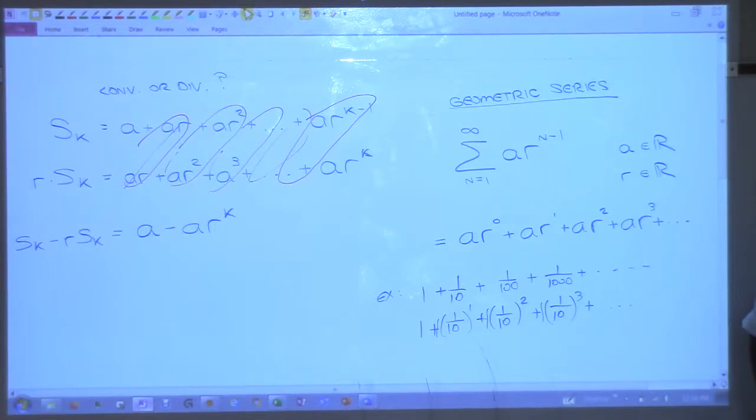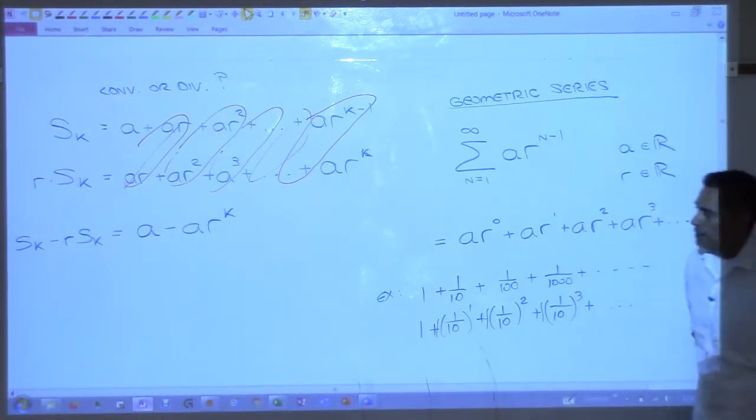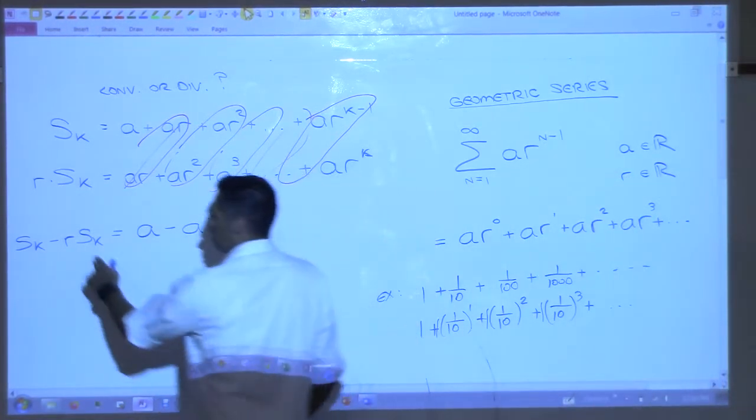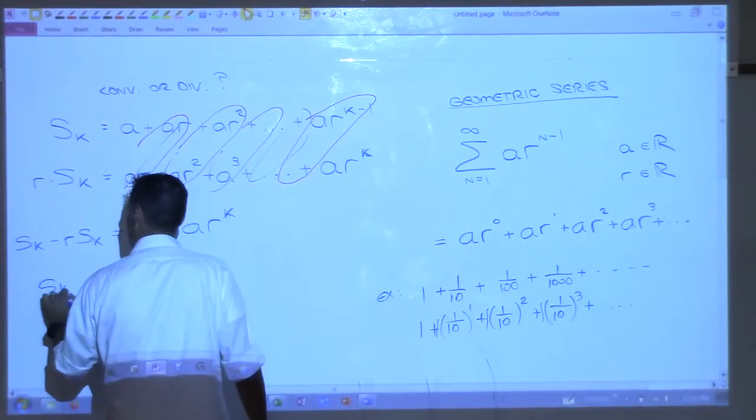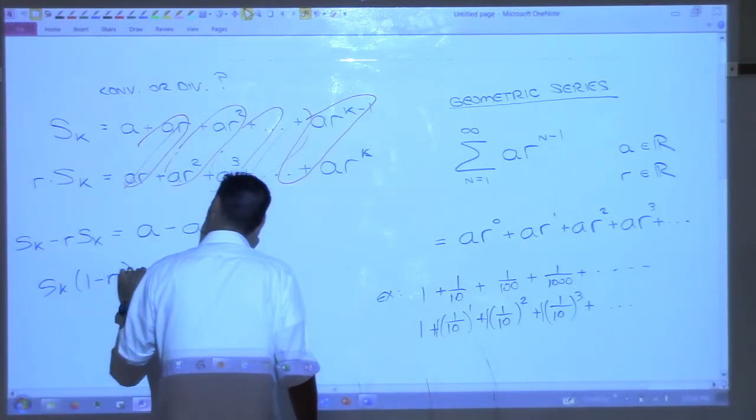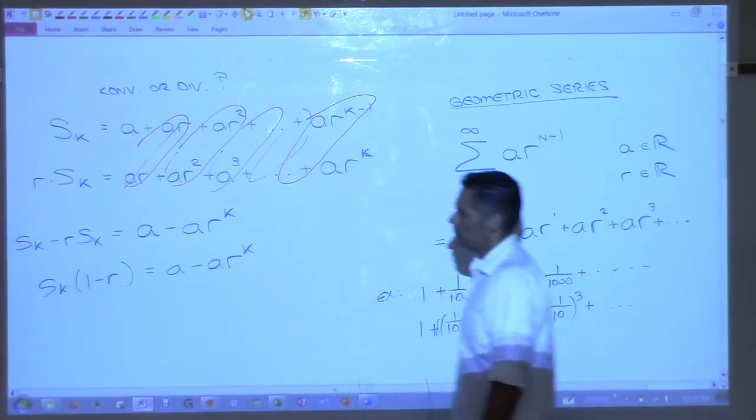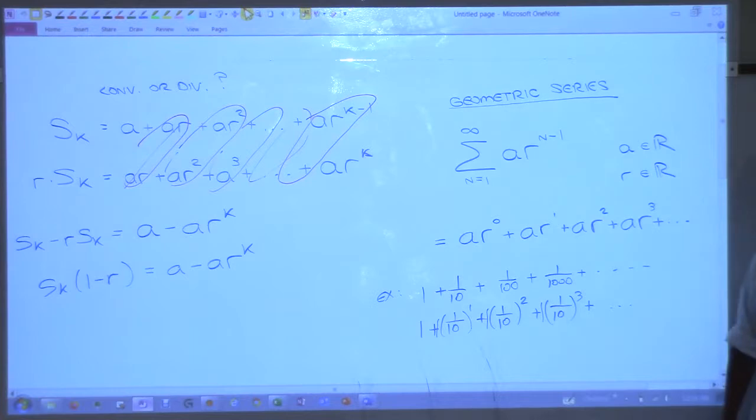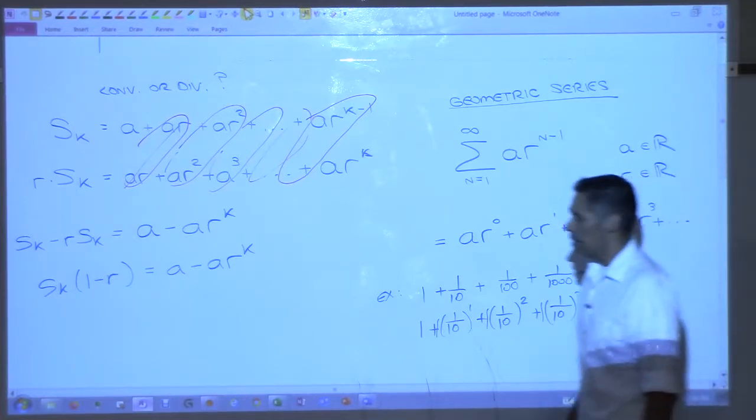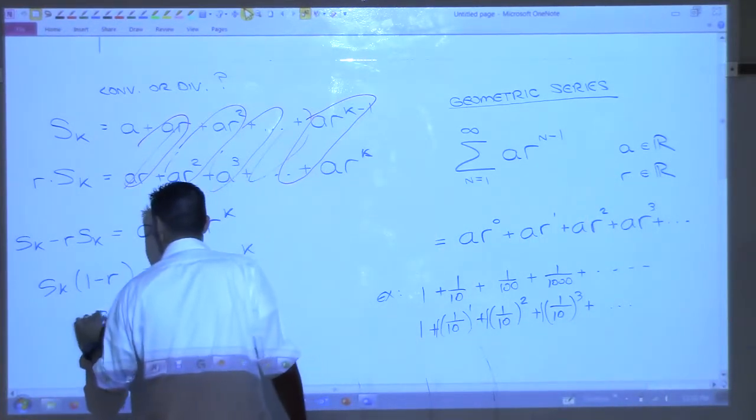Y'all still there? On the left side, I want us to factor out s sub k. And lastly, I want to isolate s sub k, so I want to divide by 1 minus r.